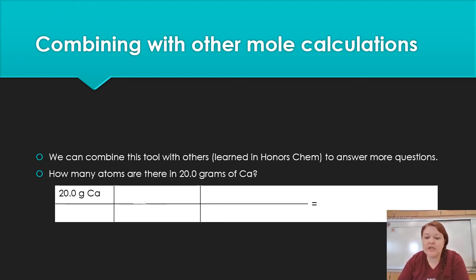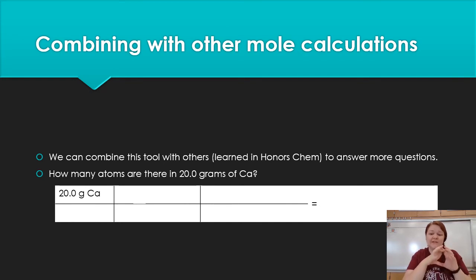All right, so let's look at combining calculations, how this might work. So we can combine this tool using Avogadro's number with others that we learned in honors chemistry that I mentioned before to answer more questions. So this is an example of another type of question. So it says, how many atoms are there in 20 grams of calcium? So we don't know how many groups we have. We don't know how many moles we have. We just have the mass of it. We know we have 20 grams of calcium. So it's on a balance. We've weighed it out. That's how much we have of calcium.